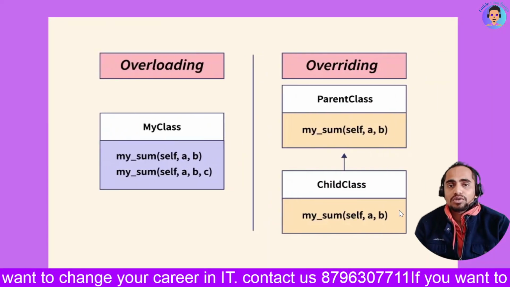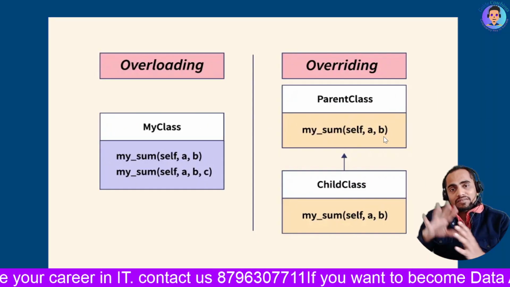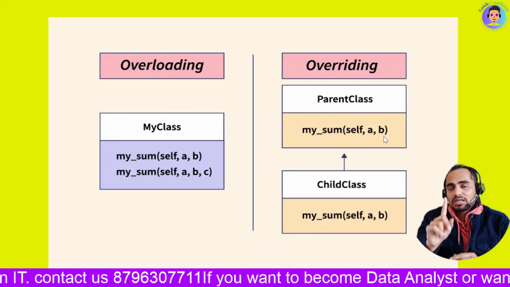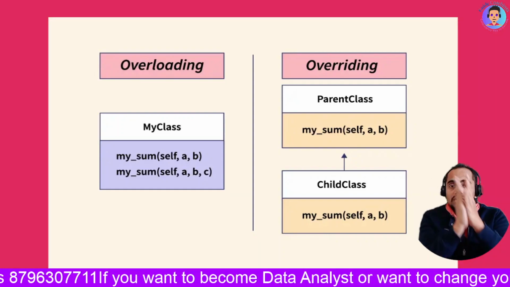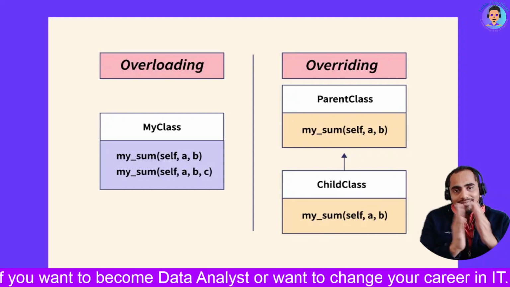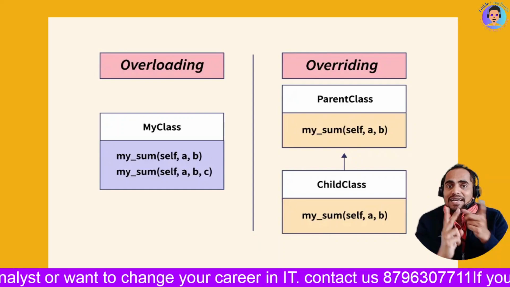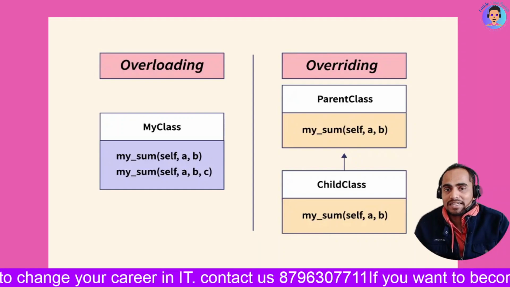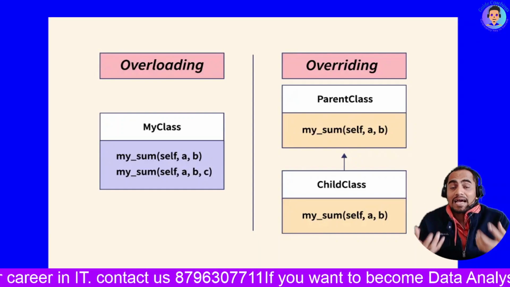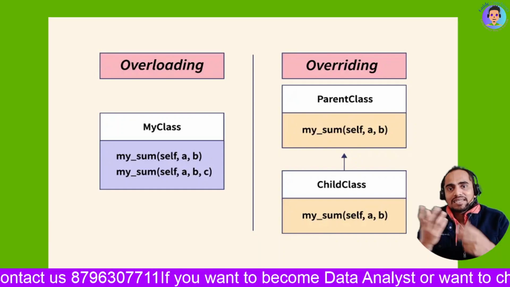Okay, now what is overriding? In the overloading concept, we are involving only one class, but overriding involves two classes, the base and the child. Not two random classes, they have to have a relation between them. So, a base class and a child class.